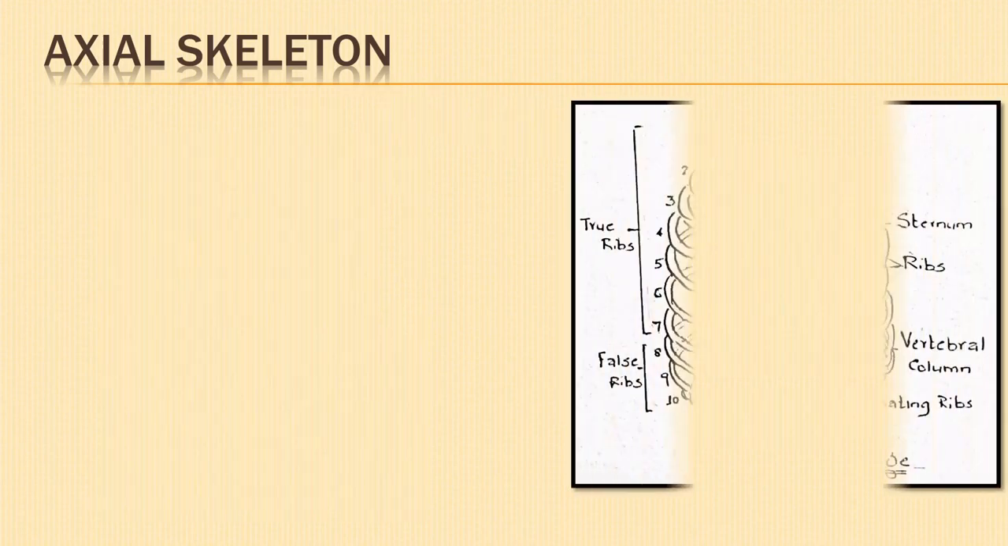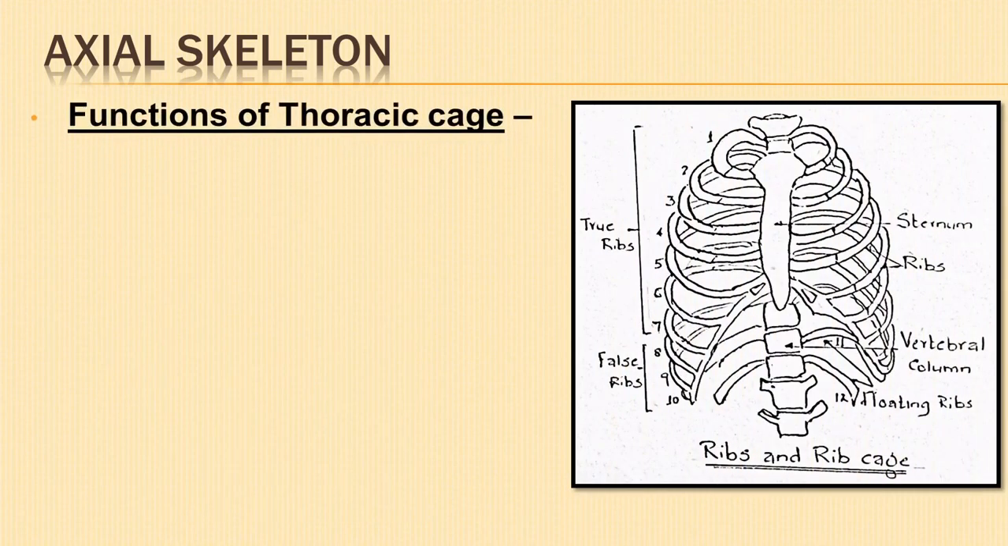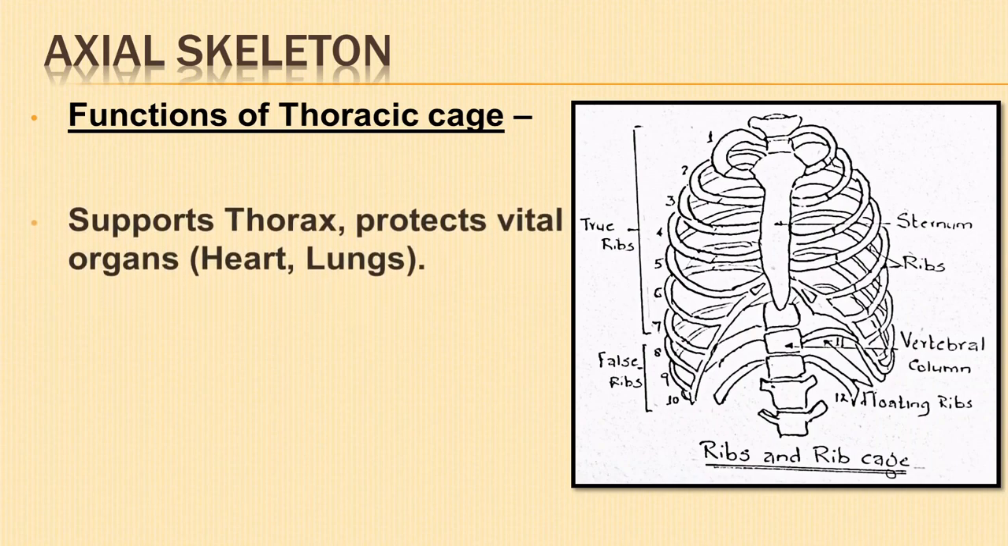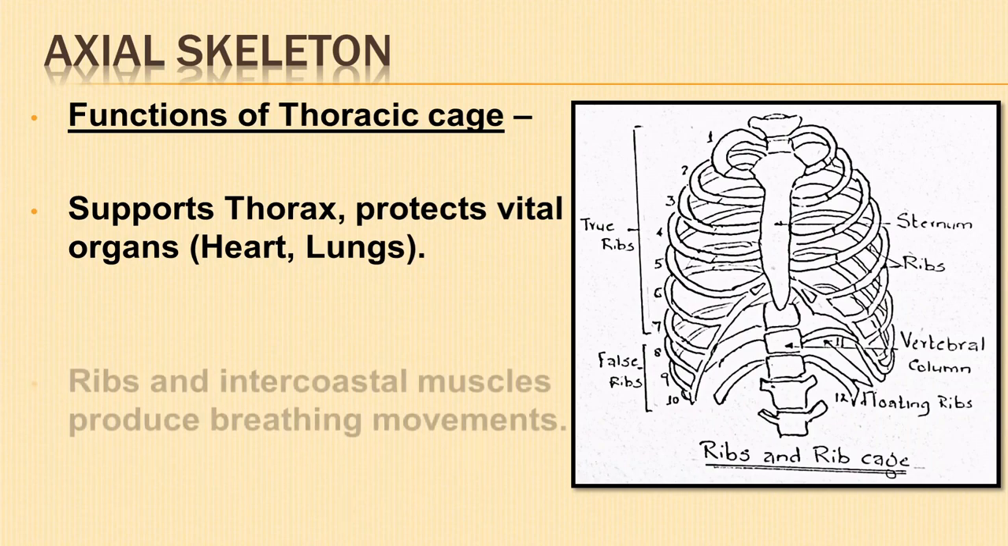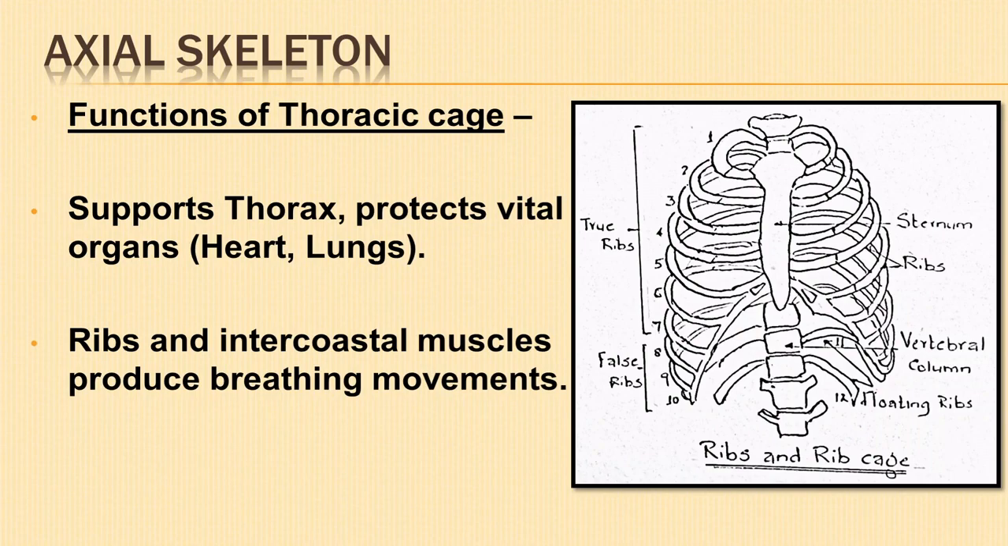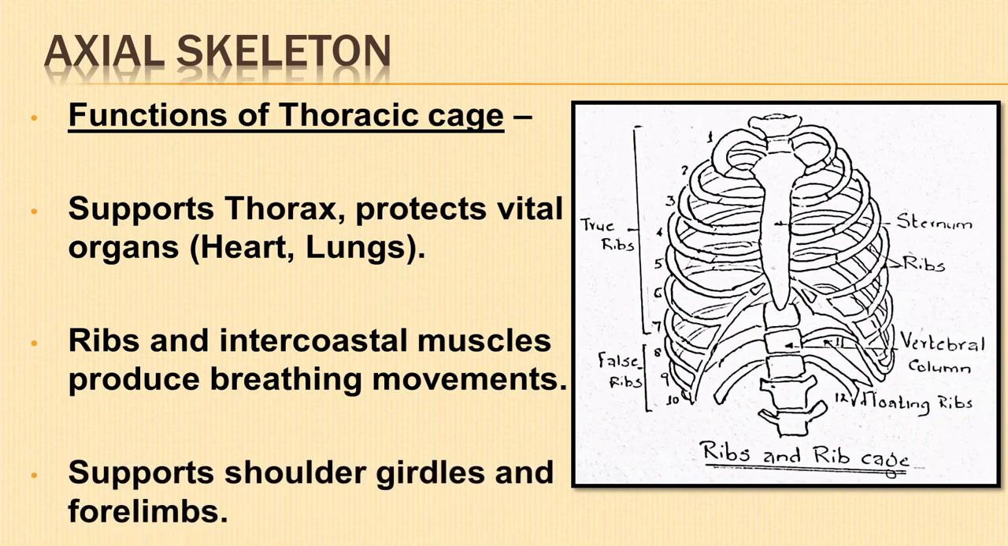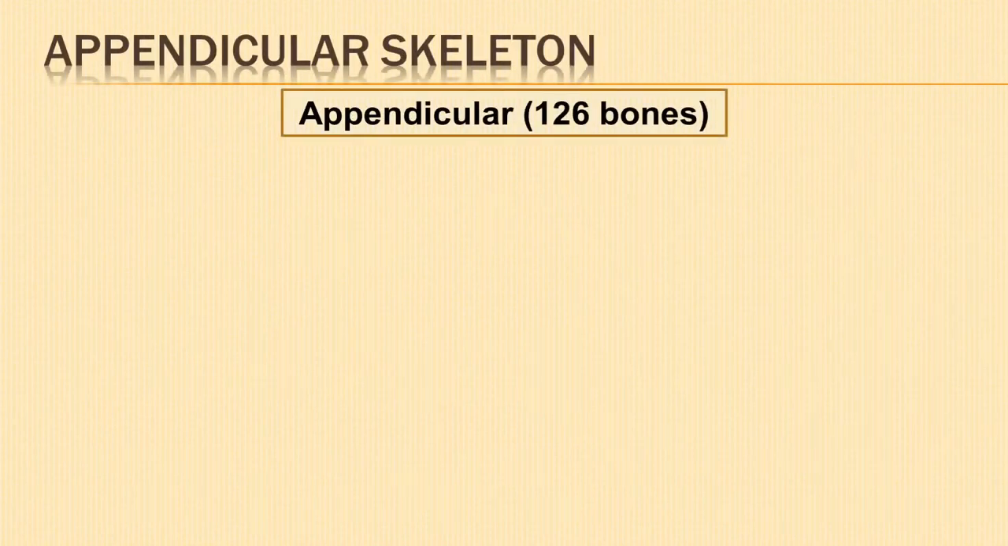Next are the functions of the thoracic cage. It supports the thorax and protects vital organs like the heart and lungs. Ribs and intercostal muscles produce breathing movements. It supports the shoulder girdle and forelimbs by providing articulation with the clavicle. Next, we shall learn about the appendicular skeleton.